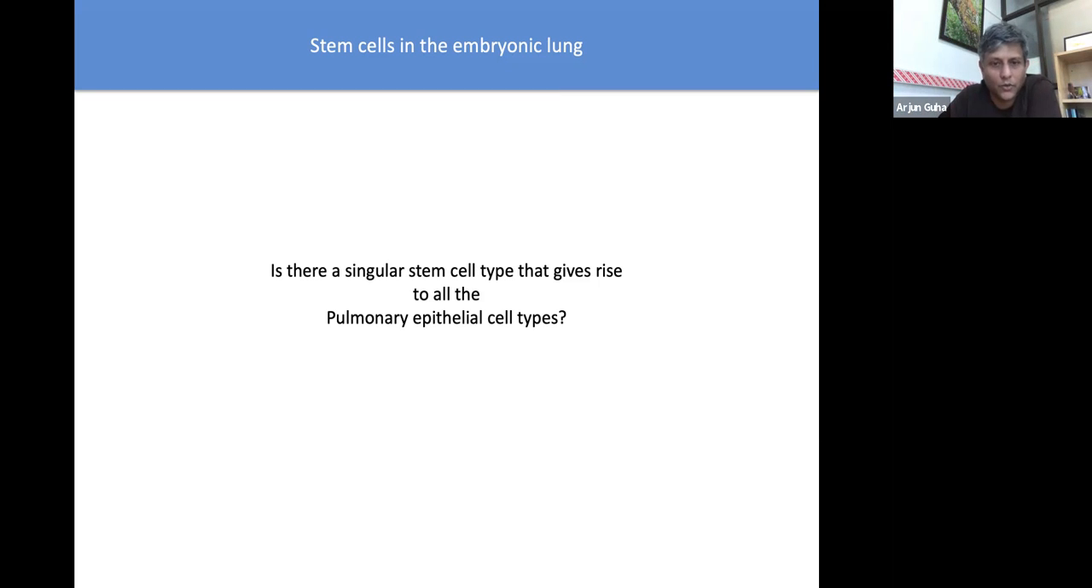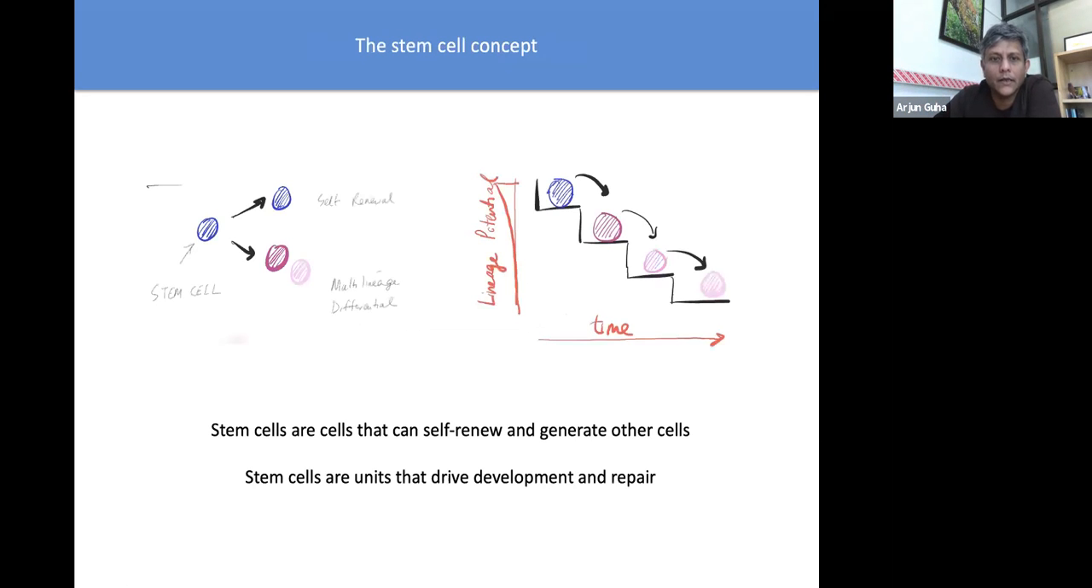Stated in other words, is there a singular stem cell type that gives rise to all of the cell types of the respiratory tree, meaning the airways and the alveoli? I don't know whether anybody has been over this with you before, so in the interest of sounding really trivial, I will flesh out what the concept of a stem cell is. A stem cell is operationally defined as a cell that can both make itself and can make other types of cells.